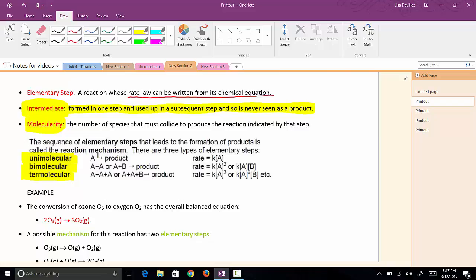So what we'll see in looking at this little table is that if it's unimolecular, we have rate equals k[A]. So that's the rate law for that step. And then bimolecular, again, if we have two of the same thing reacting, that would be rate equals k[A]². Or two different things reacting, in this case A and B, so rate equals k[A][B]. And again, we can only do this because we are dealing with these elementary steps.